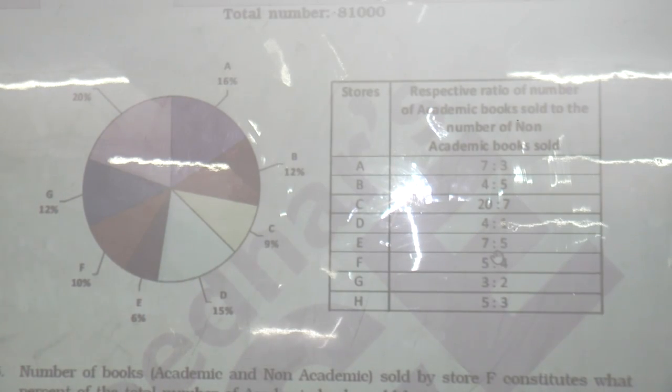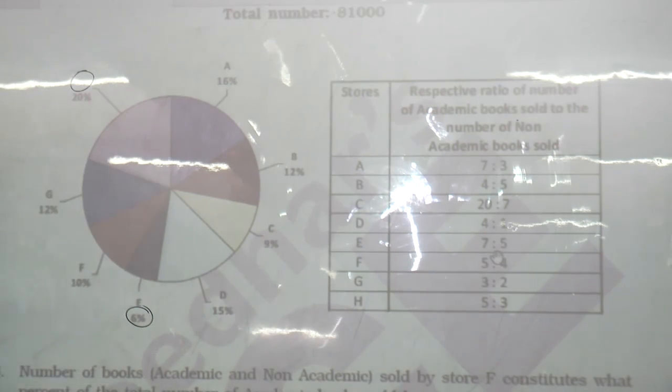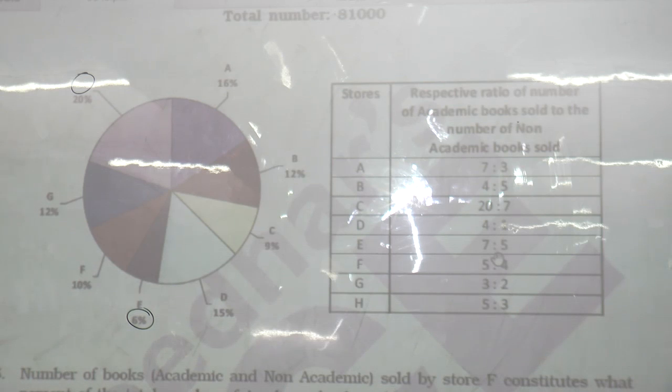Now let's see 56. Number of books sold by store F constitutes what percent of the total number of academic books sold by stores E and H together? Academic by E and H. You asked about percentage, right? Store F, how many books do we have? 10%. Let me write it as 10. Out of academic books from these two stores together.